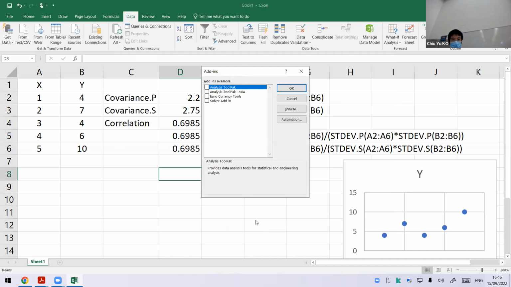Here you can see there are 4 choices. For our purpose, we will need the first one. If you learn linear algebra or take other finance classes later, you might also need the last one, the Solver, but the first one will be enough. That's something we need. So the Analysis ToolPak.